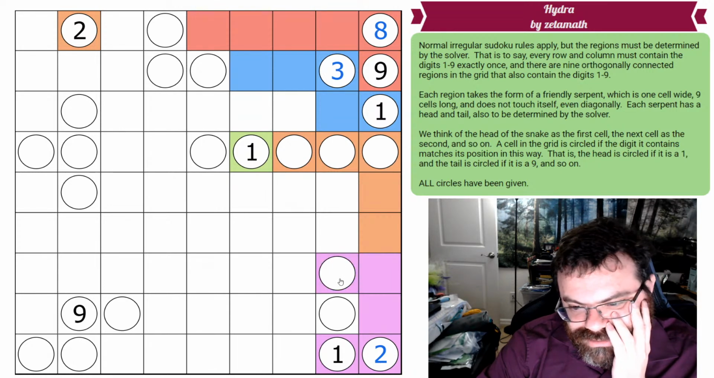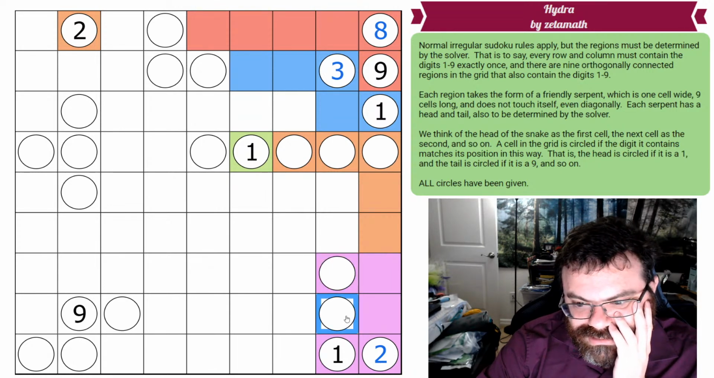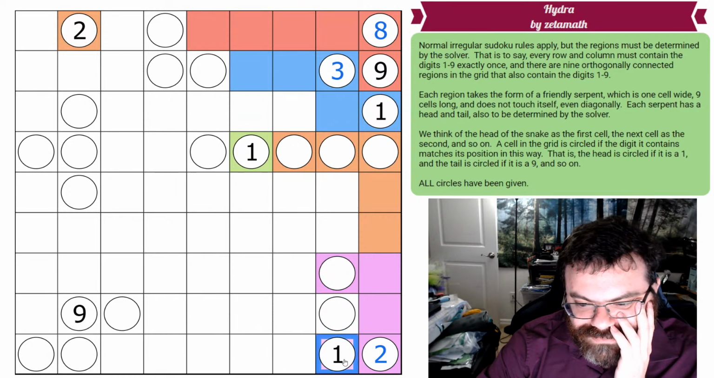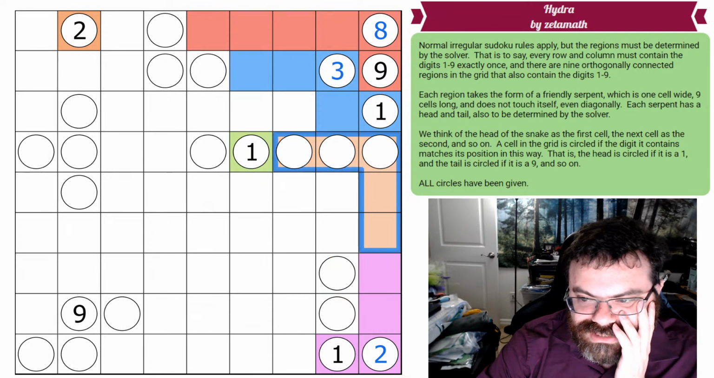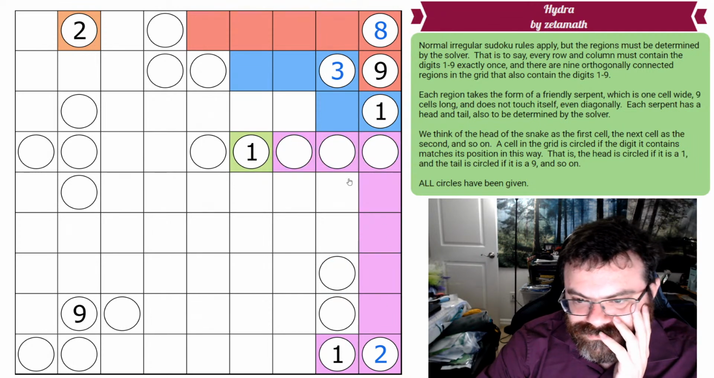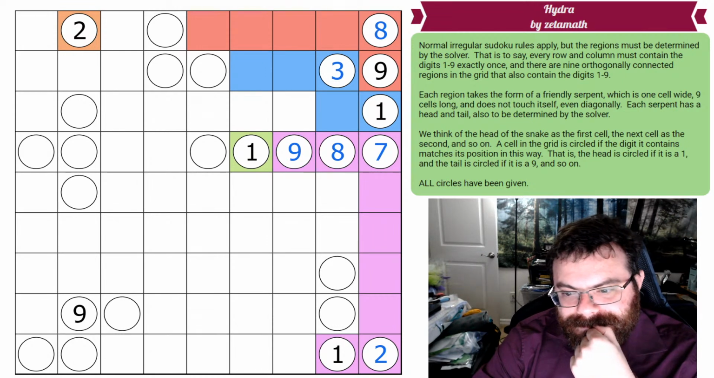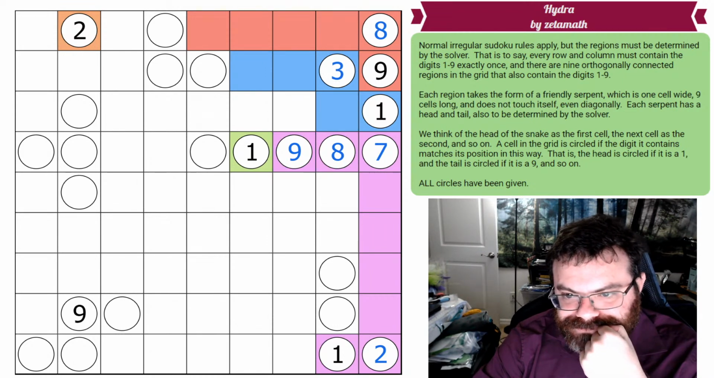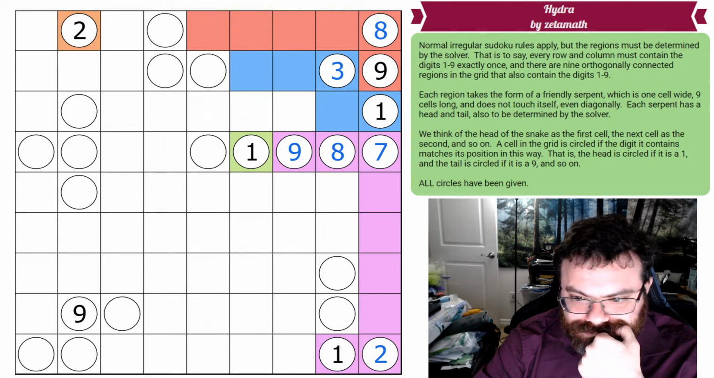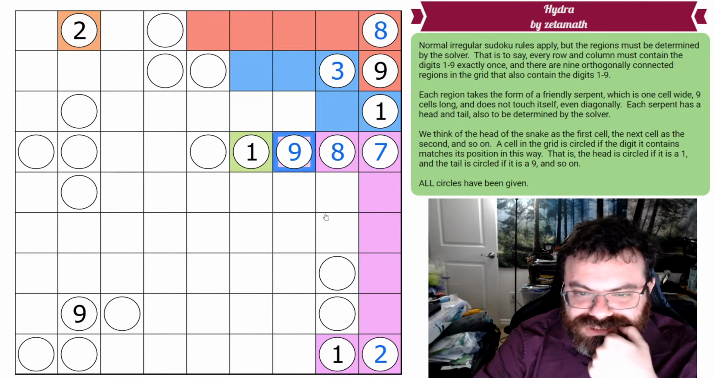Ah, right. If purple turned left, this would be the head or tail of a snake, but it can't be. It sees a 1 and a 9. I didn't see that. So that means this is purple. And that goes 7, 8, 9. Just double checking the count.